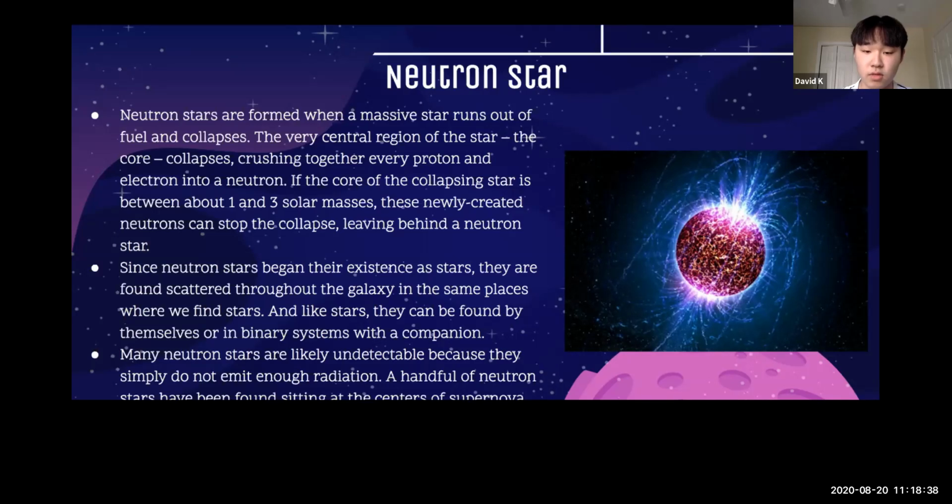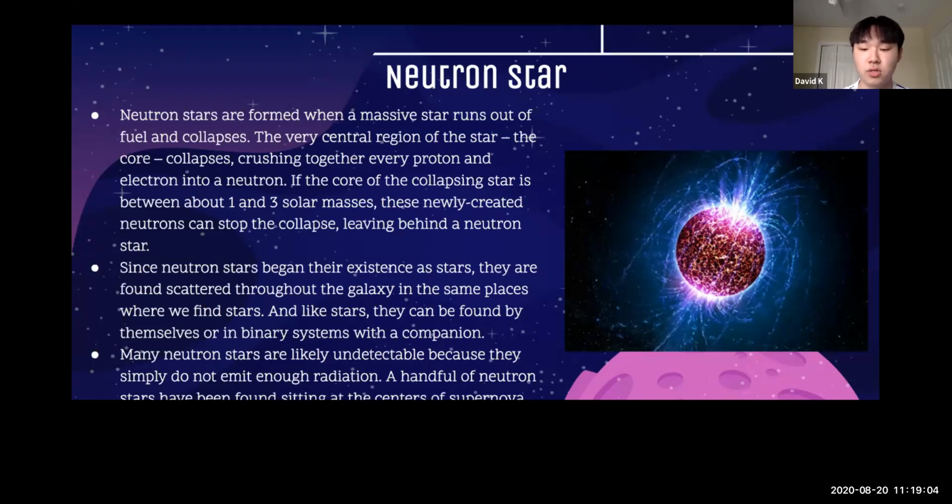So if the core of a collapsing star is between 1 and 3 solar masses, neutron degeneracy can stop the collapse and it will leave behind a neutron star. Since these neutron stars began their existence as stars, they are found scattered throughout the galaxy. You can find them in every part of the universe. And like stars, they can be found by themselves or in binary systems with a companion.